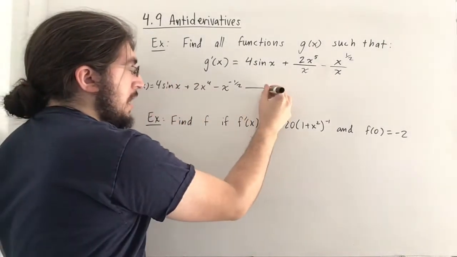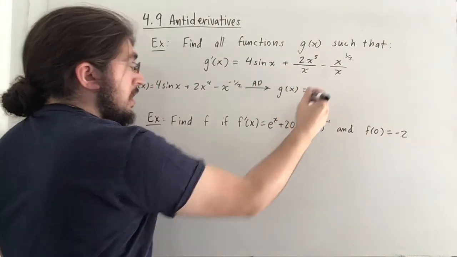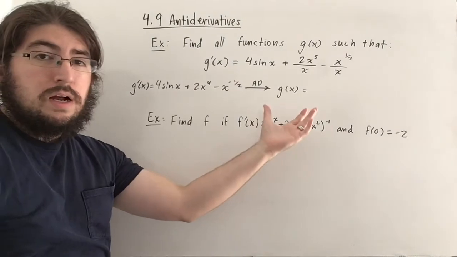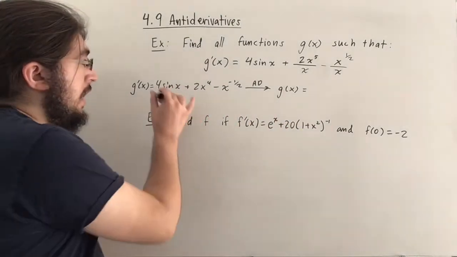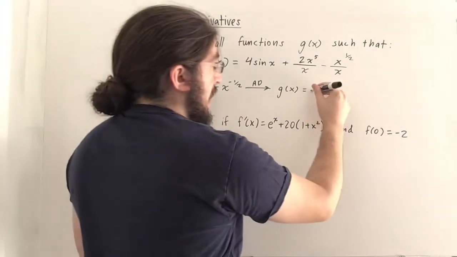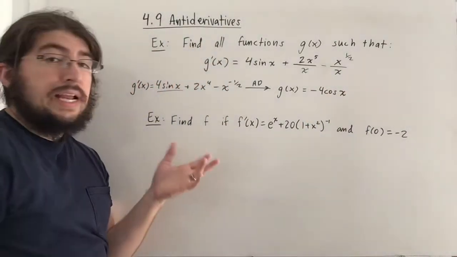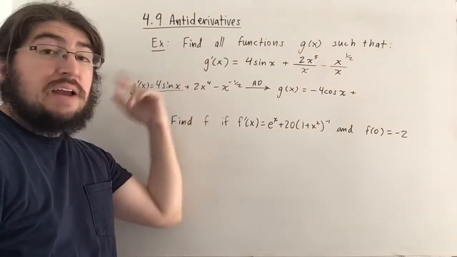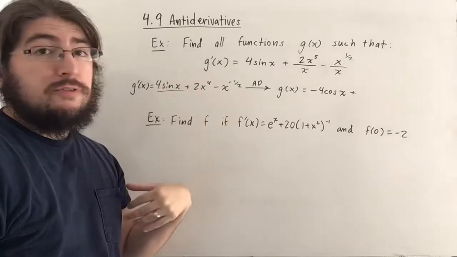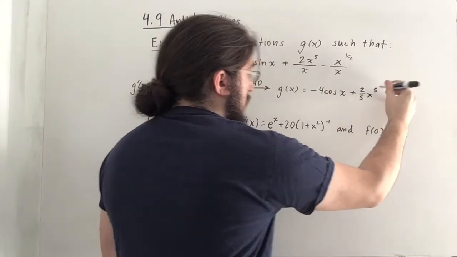And now we can say by antiderivatives that g of x must be just a function whose terms, I guess, are antiderivatives of each of these terms. Antiderivative of 4 sine is -4 cosine, because antiderivative of sine is negative cosine. So antiderivative of 2x to the 4th would be, well, you have to add 1 to the power, so it's x to the 5th over 5. So it's going to be 2/5 x to the 5th, just like that.